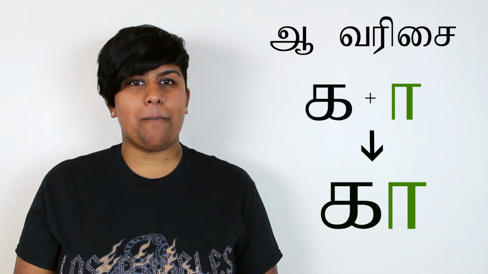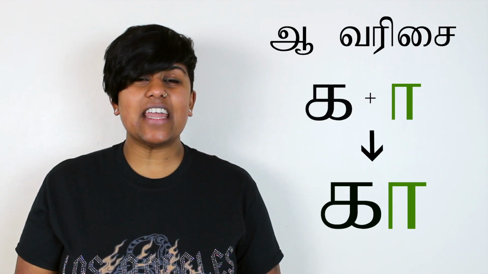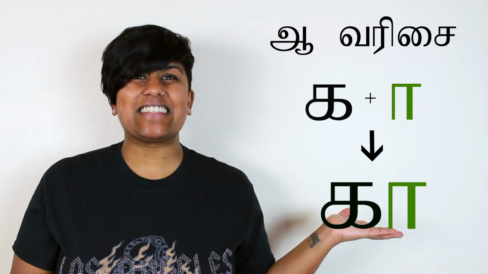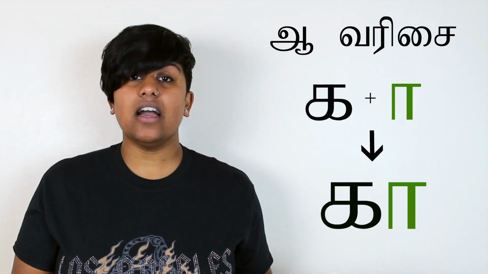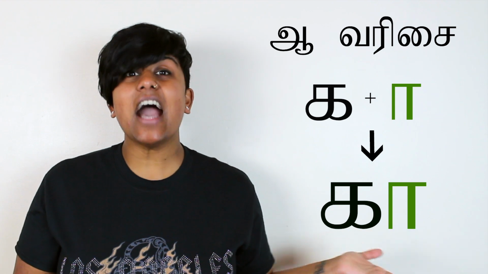Next up, aa. For all the aa verise compound letters, all you have to do is add an aravu on the right side of it, like this. In a word, if you see ka with an aravu, you know it's kaa.